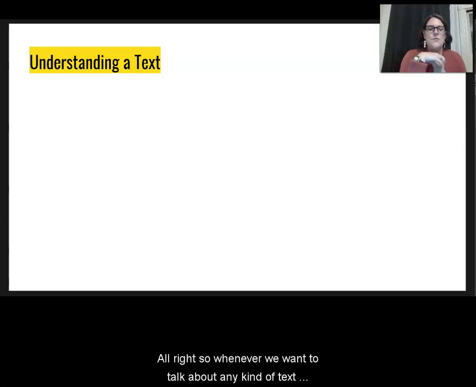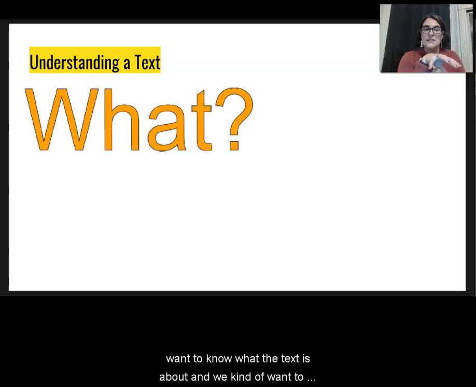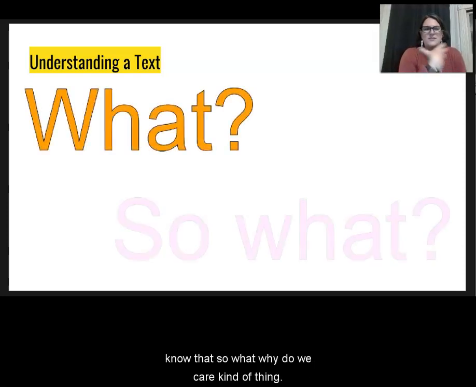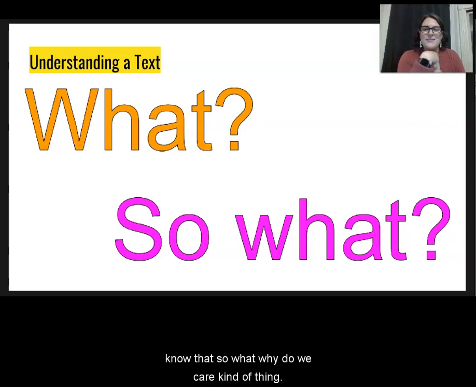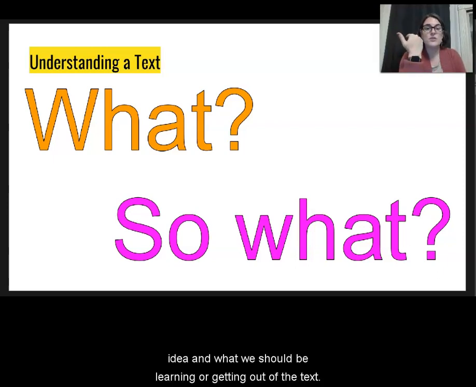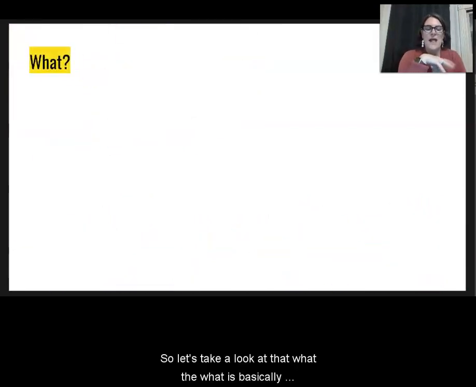All right, so whenever we want to talk about any kind of text and make sure that we're understanding it, there are a few things that we really need to look at. We want to know what a text is about, and we also want to know the so what, why do we care. So in other words, the general idea and what we should be learning or getting out of a text. So let's take a look at that what.